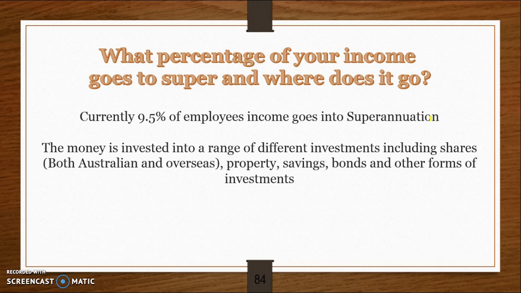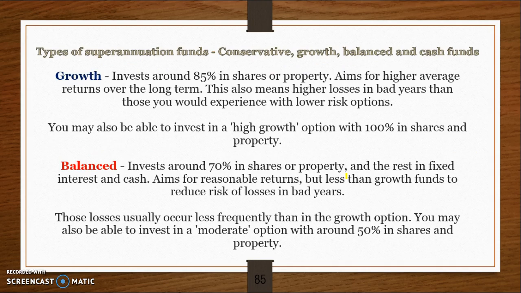Currently, 9.5% of employees' income goes into superannuation, and that money is invested in a range of different investments. So some of it goes towards shares, both Australian and overseas, into property, into various savings accounts, bonds, and other forms of investment. In terms of superannuation funds, there's a range of superannuation funds you can invest in: conservative, growth, balanced, and cash funds.